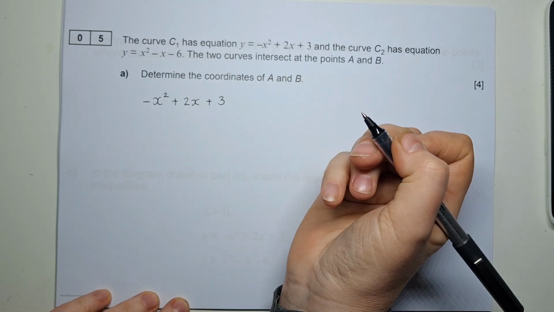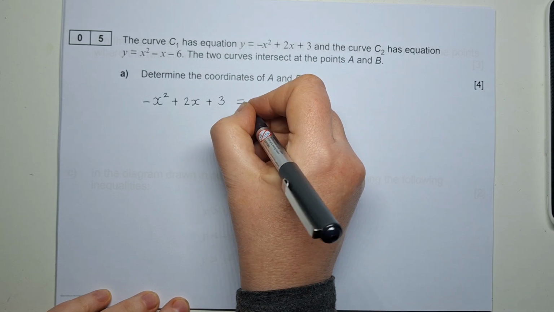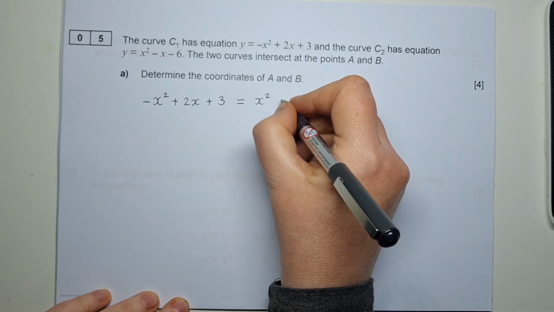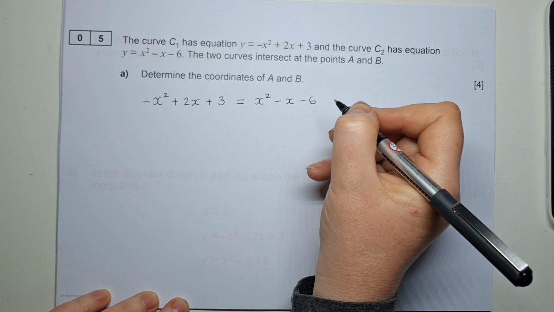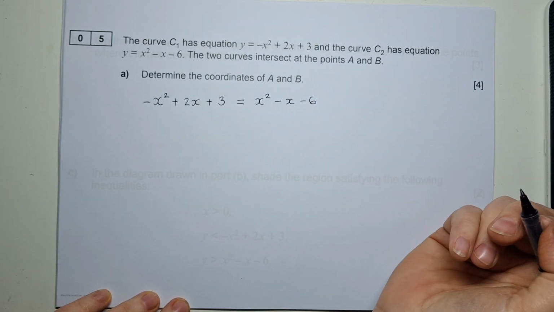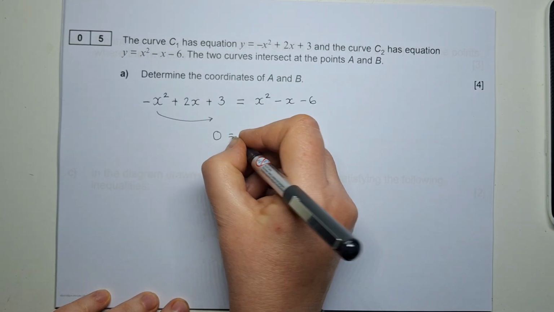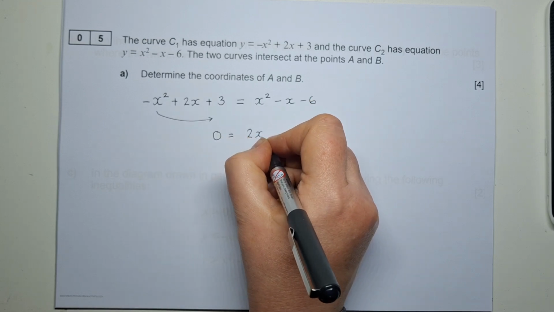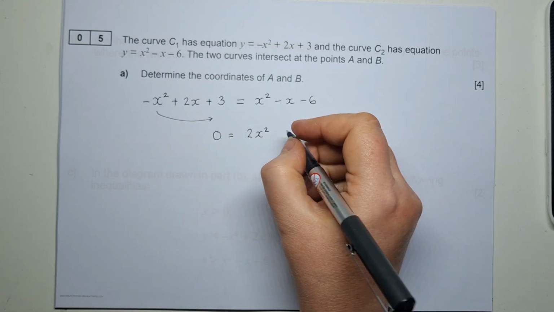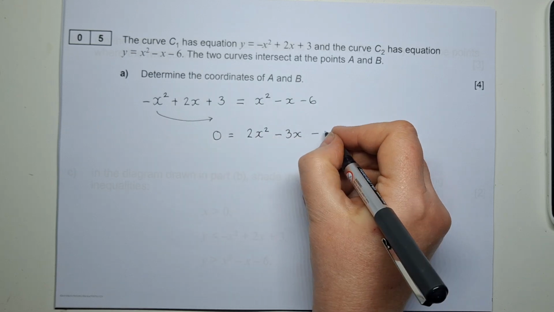So we need to write down simultaneous equations. We've got y equals negative x squared add 2x add 3. That has to be equal to the other quadratic, x squared minus x minus 6. So we need to make a 0, and we're going to do that by hopping all of these terms across and making a 0 on the left. So we're going to get 2 lots of x squared there. We're going to have a minus 3x and we're going to have a minus 9.